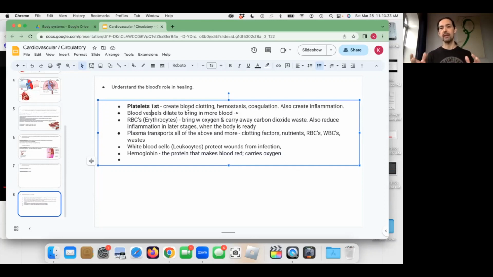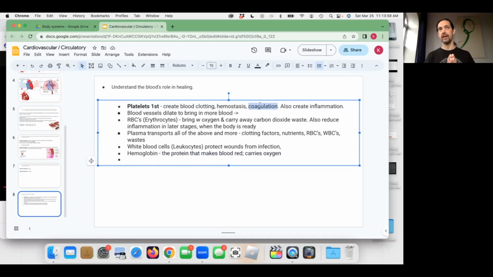So if there is some kind of bleeding, some kind of extravasation of blood in the area, the first thing that has to happen is that has to stop. So the first thing that the body needs to do is coagulation, or to start hemostasis. So hemo means blood, and stasis means being still, right? Stasis, static, no movement. So the platelets are responsible for creating blood clotting, or blood hemostasis, or coagulation.